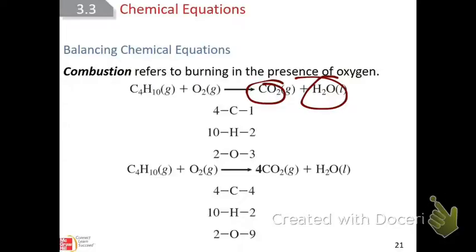I think we need more practice with regular balancing before we tackle combustion. Combustion means burning. So it's burning something in the presence of oxygen. Every single combustion reaction, please notice this, whether it says it in the problem or not, you cannot have a combustion reaction without adding oxygen.